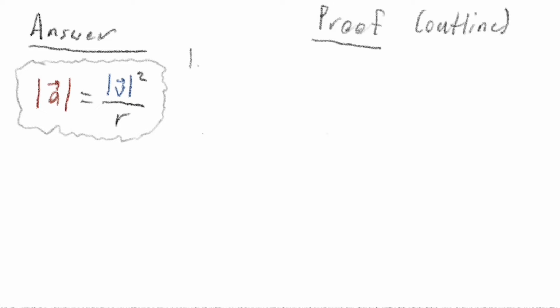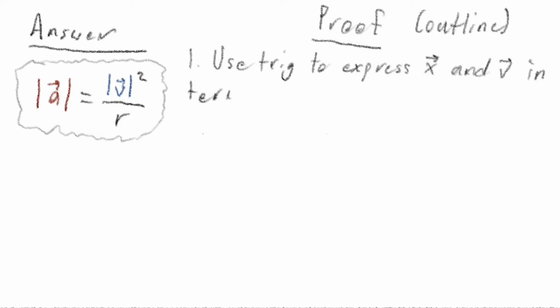Step 1 will be using some basic trigonometry of the circle to express the vectors for position and velocity in terms of the x and y coordinates of the particle. This argument will be a little bit heuristic, as arguments tend to be in physics, but hopefully you'll be convinced that each step is correct.